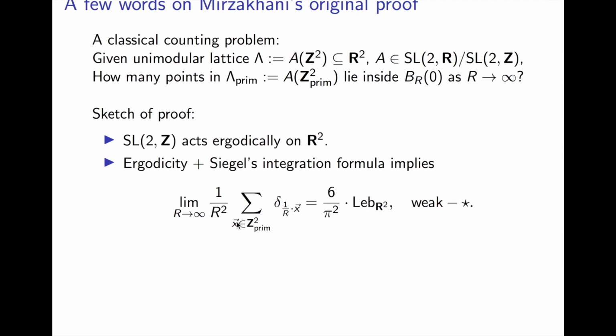Maybe to make this more clear, the idea here is that if, instead of putting delta masses at primitive integer points, I put them at all integer points, what I would get here is the definition of Lebesgue measure as a rescaled counting measure of integer points.